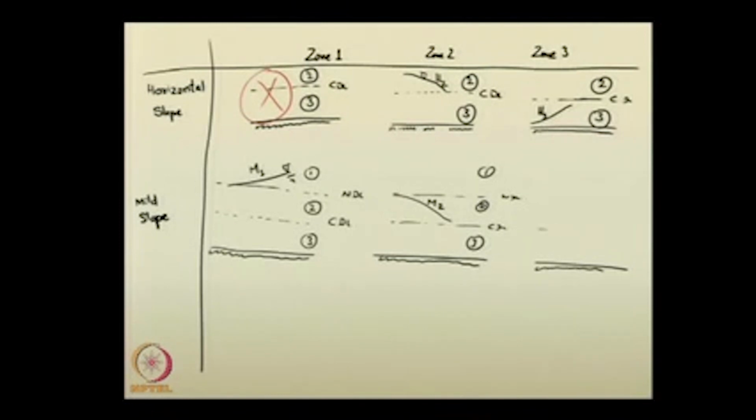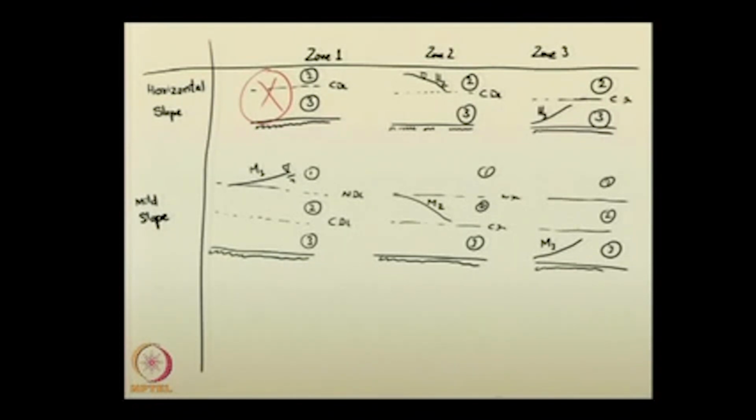Similarly, for the 3rd region, if your water surface profile is of this form, it exists in the 3rd region and it is given the name M3. One can easily visualize this for the steep slope channels also.